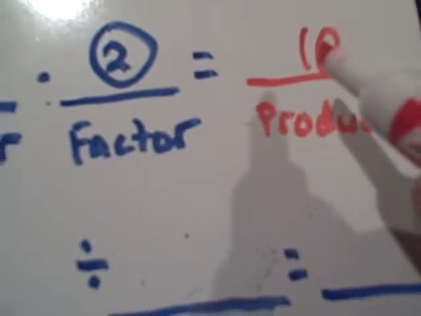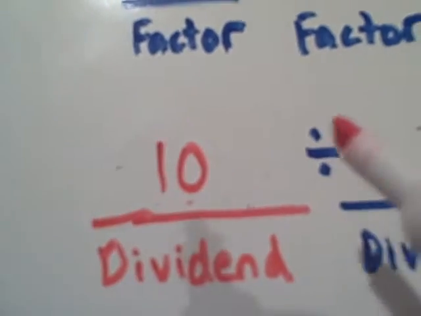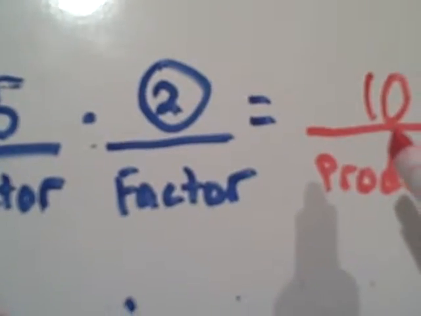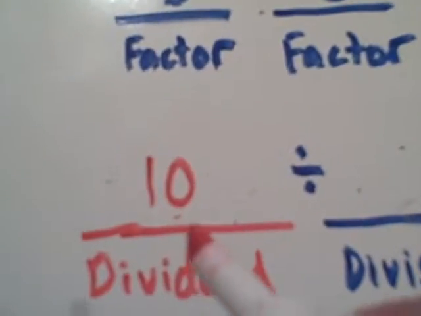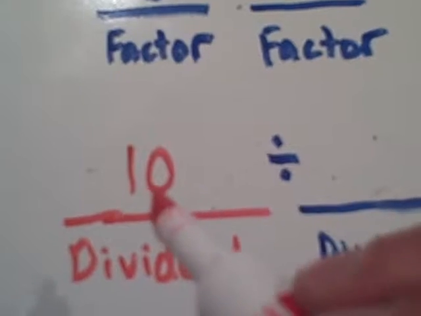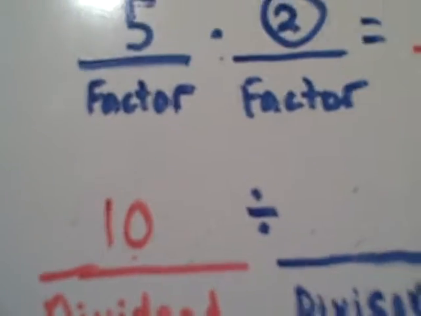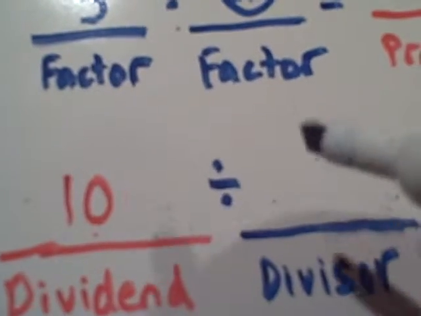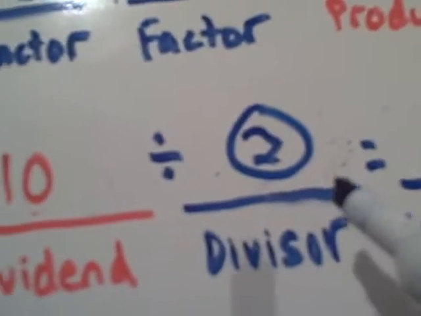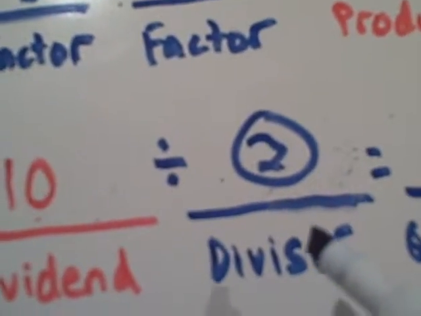Only the product, 10, becomes something called the dividend. Instead of ending the equation in multiplication, in division, it starts the equation. We start with the greatest number, and the greatest number is 10. Then we divide by one of the factors. Let's just say we divide by groups of 2. And instead of it being called a factor in division, now it's called the divisor.